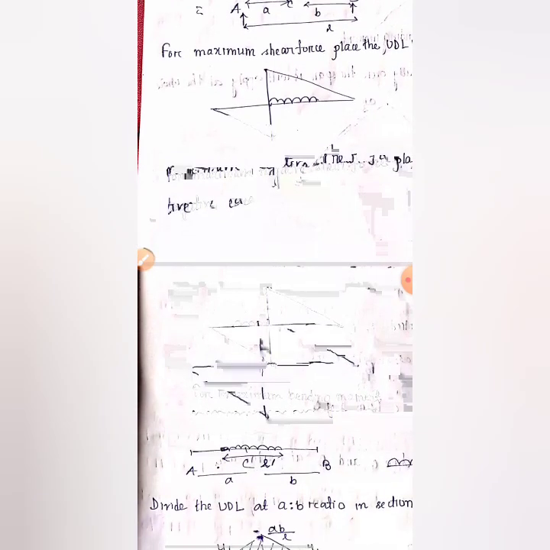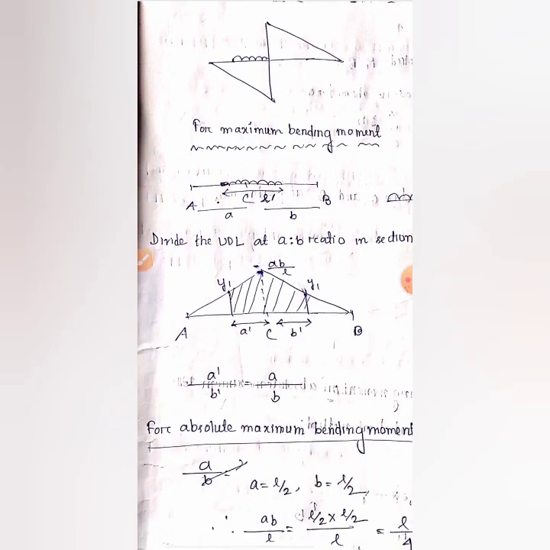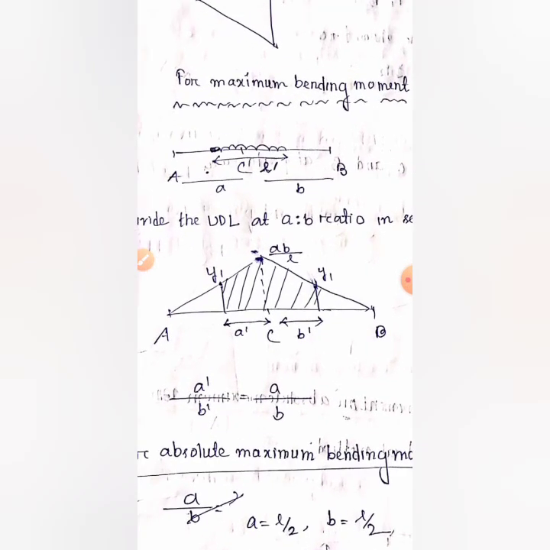Now for maximum negative shear force, it is vice versa. We will start from the negative zone. Now the interesting part, for maximum bending moment. Guys, please focus on this, because you have to understand this very properly. Suppose AB we have a simply supported beam, and at section C, sorry for the background noise, suppose we have been asked to find the maximum bending moment.